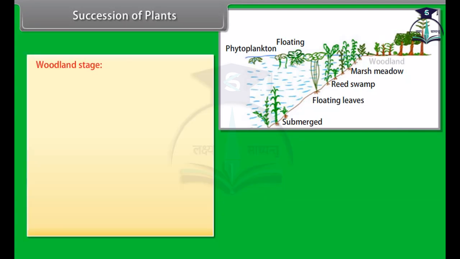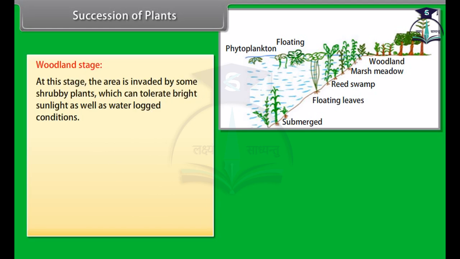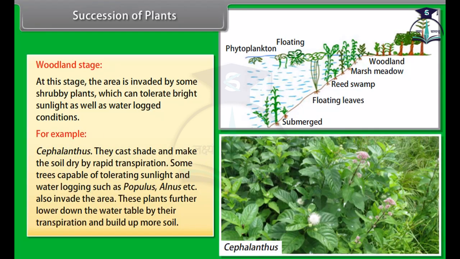Woodland stage. At this stage, the area is invaded by some shrubby plants which can tolerate bright sunlight as well as water-logged conditions, for example, Cephalanthus. They cast shade and make the soil dry by rapid transpiration. Some trees capable of tolerating sunlight and water logging such as Populus, Alnus, etc. also invade the area. These plants further lower the water table by their transpiration and build up more soil.